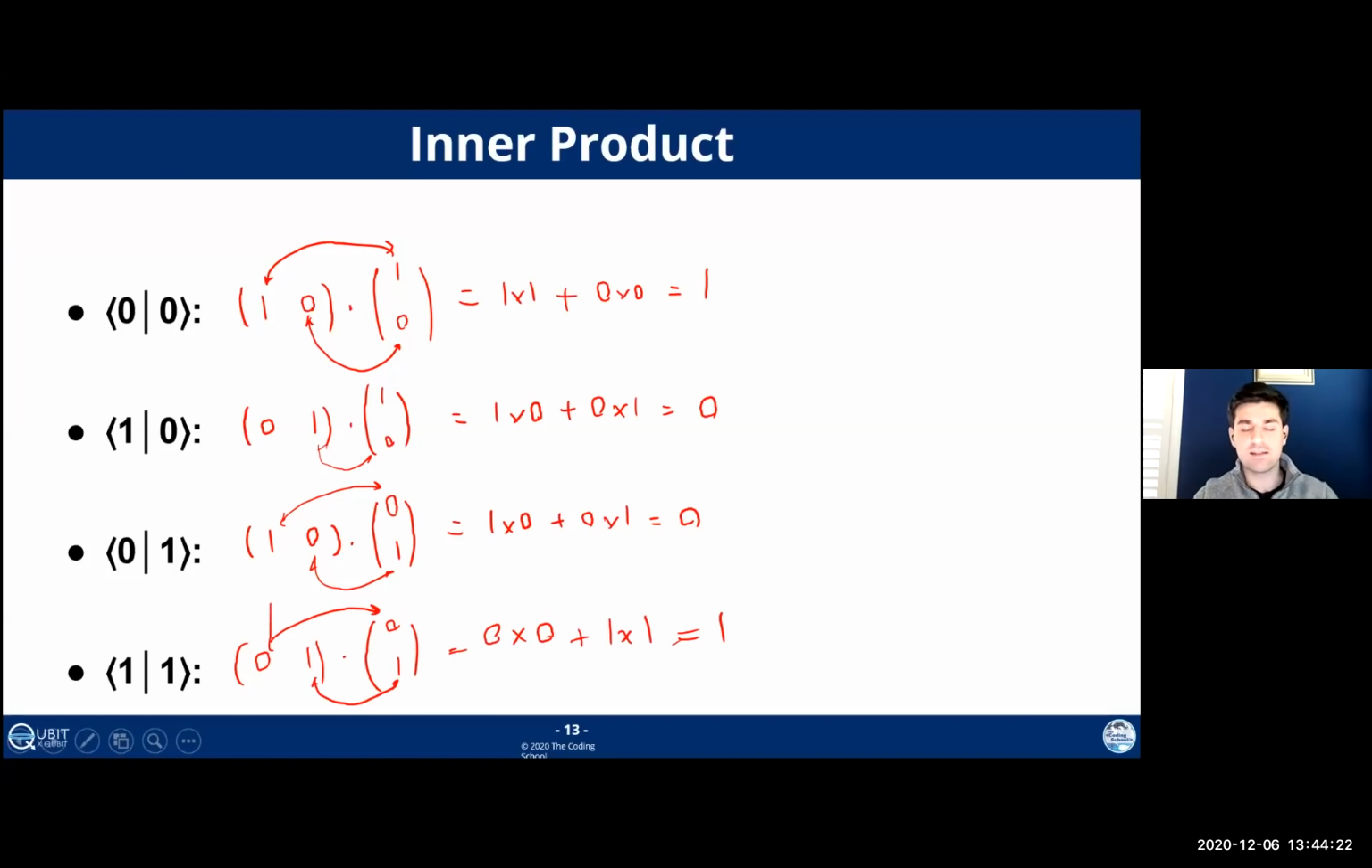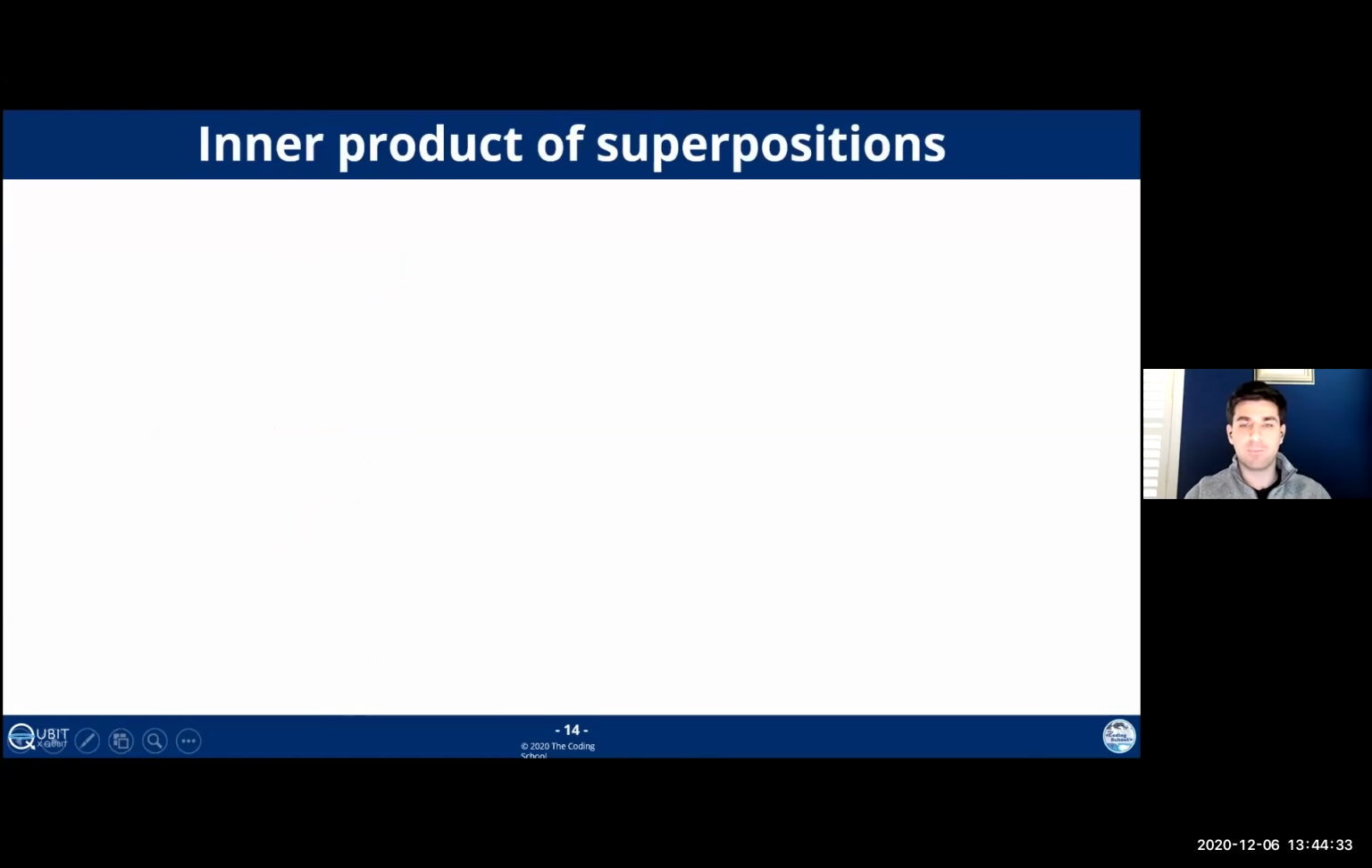So again, finding the inner product at the end of the day is as simple as multiplying a row vector by a column vector. Just that. So now let's look at something more complicated.